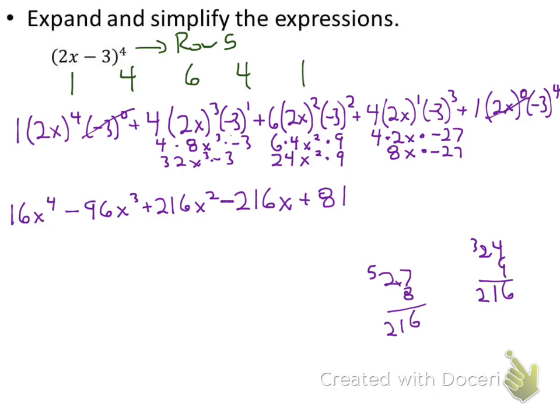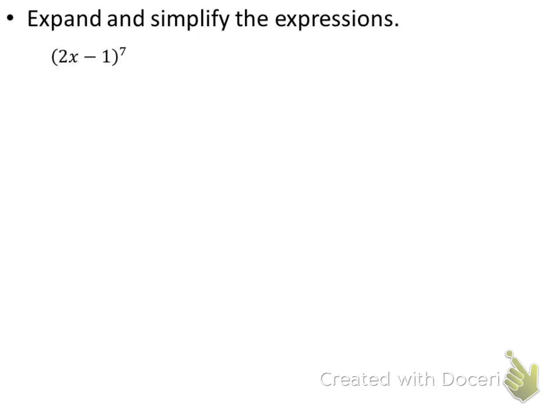So hopefully by now it's making some sense. If you want to start looking at the homework, you can and start working your way through them, but I'm going to do a couple more examples. I have 2x minus 1 to the 7th. 7 is my exponent, so I think row 8.